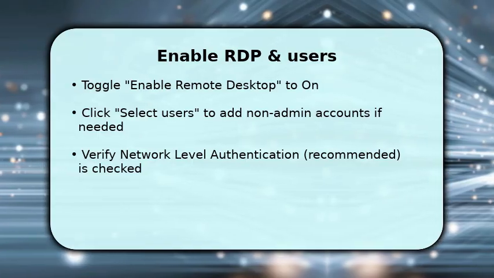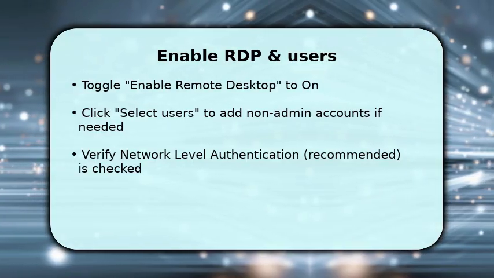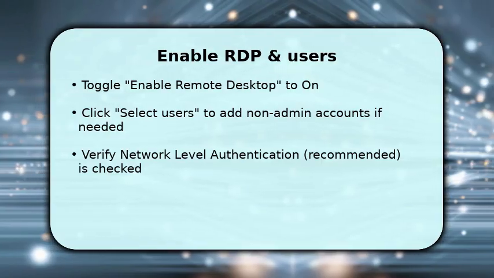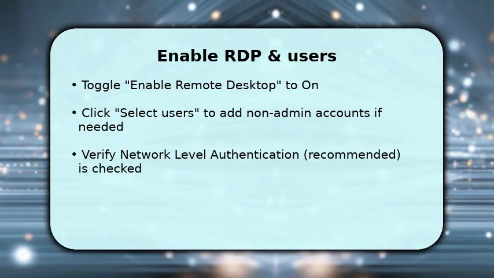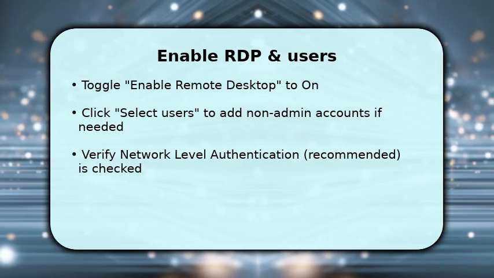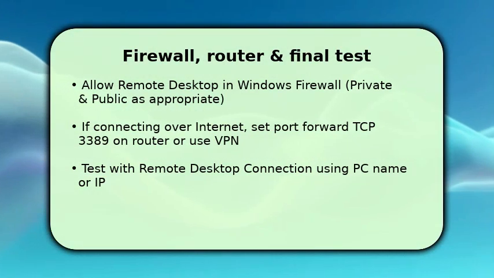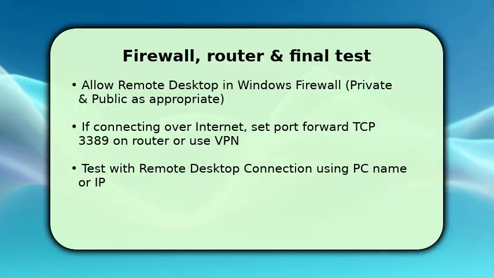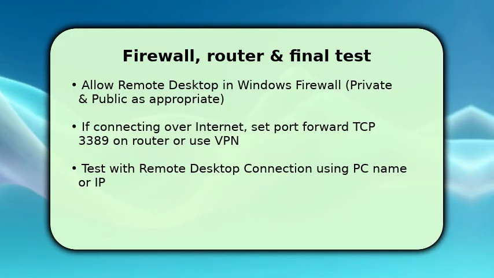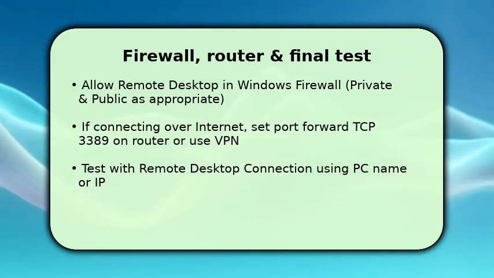After enabling the host, open Windows Defender Firewall and confirm Remote Desktop is allowed on private networks. Add public only if you understand the risks. If you need access across the internet, set a router port forward for TCP 3389 to the host IP or, preferably, use a VPN to avoid exposing the port.